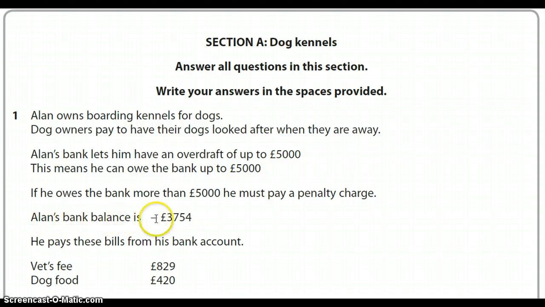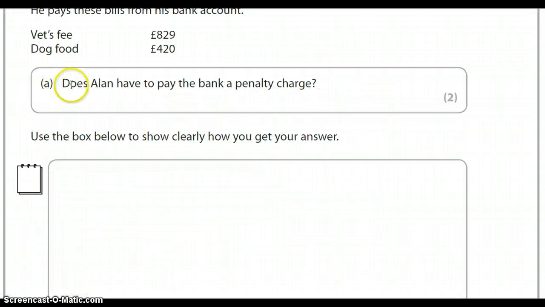Alan's bank balance is this. He pays these bills from his bank account. Vet's fee, dog food. Does Alan have to pay the bank penalty charge? Use the box below to show clearly how you get your answer.